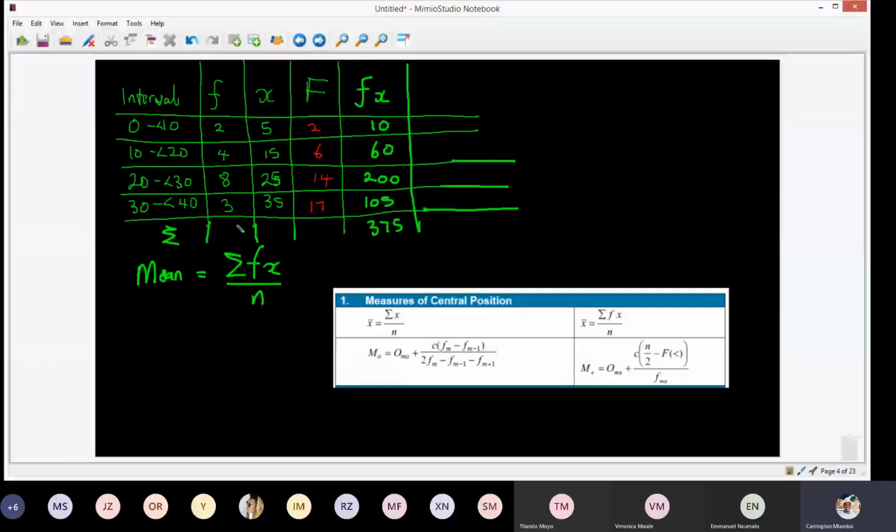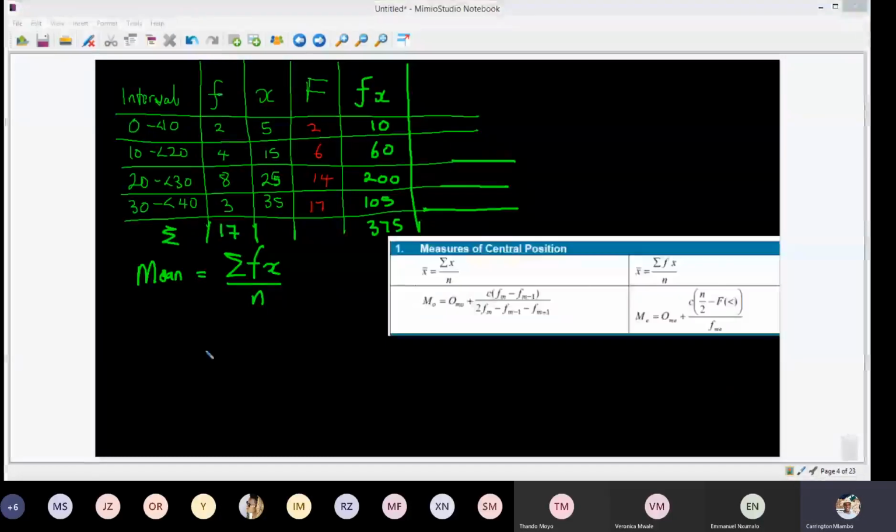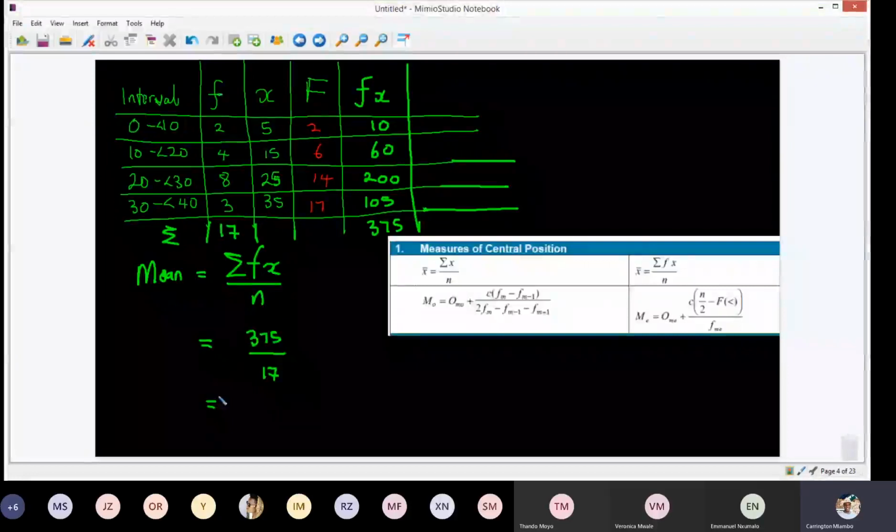And your N is the total number of items, which is how many items there are in total. Sorry, it's 17: 2 plus 4 plus 8 plus 3. We have 17 items. That's your N, the total frequency, 17. Then let's find the solution. Now the solution is quite simple. We have summation of fx, which is 375, over the total number of items, 17. That's your mean.